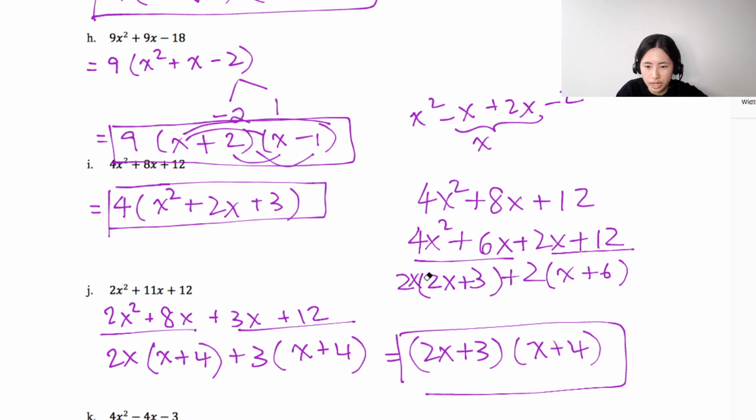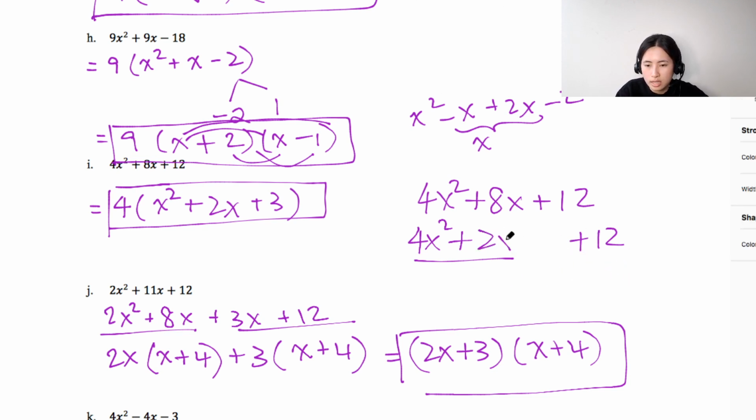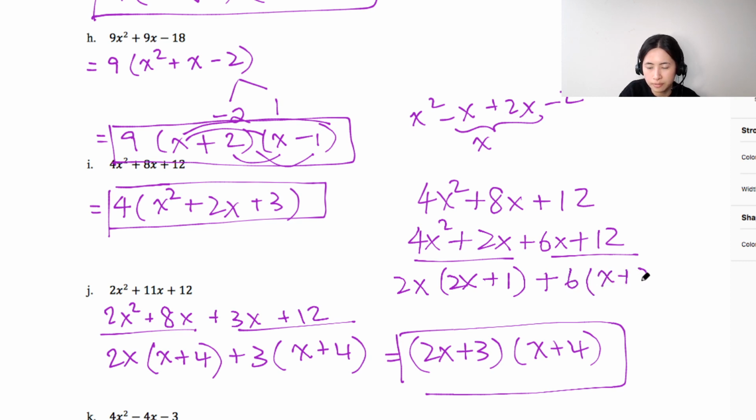What if we organize this in a way that it's 2x and 6x? Okay, let's say this is 2x and this is 6x. So if we take out 2x, we get 4 divided by 2, which is 2. Then you have x here, then this is going to be plus 1. Then you have to take out 6. So as you can see, it's not the same. So we cannot group this by factoring.